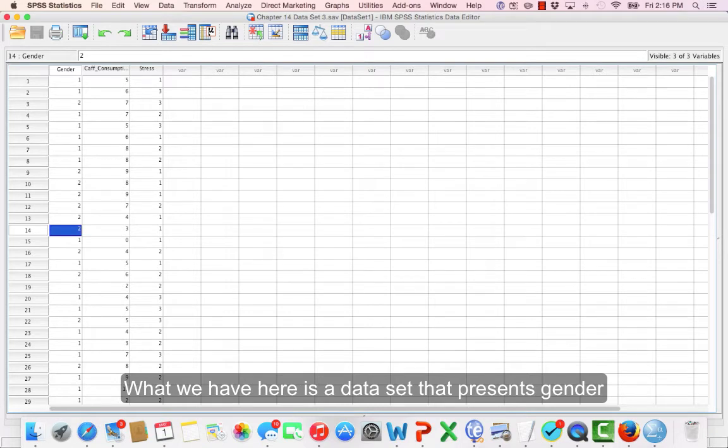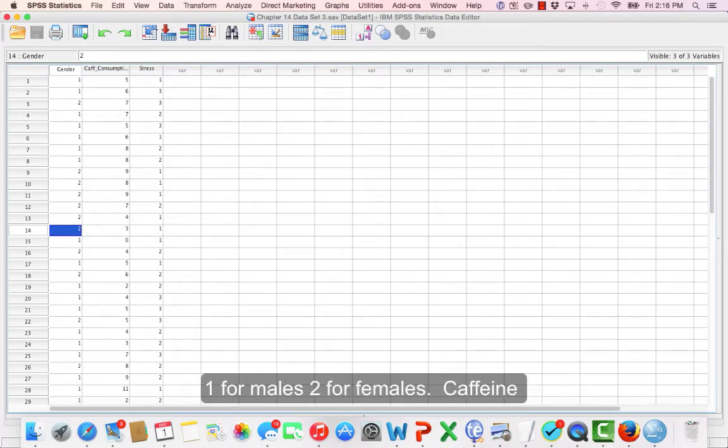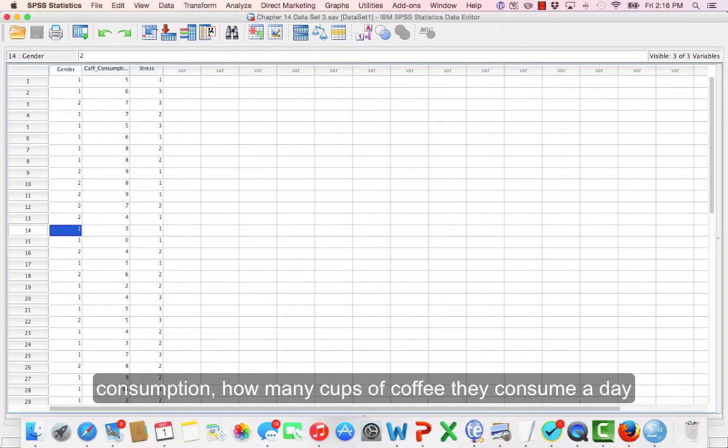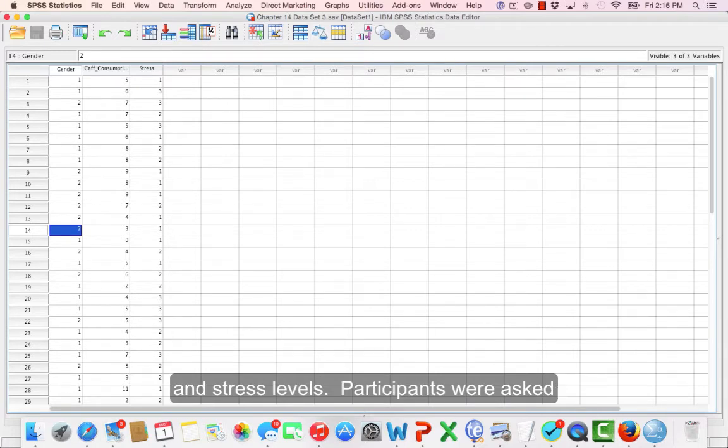What we have here is a data set that presents gender, 1 for males, 2 for females, caffeine consumption, how many cups of coffee they consume a day, and stress levels. Participants were asked to self-rate their stress on a scale of 1 to 3.